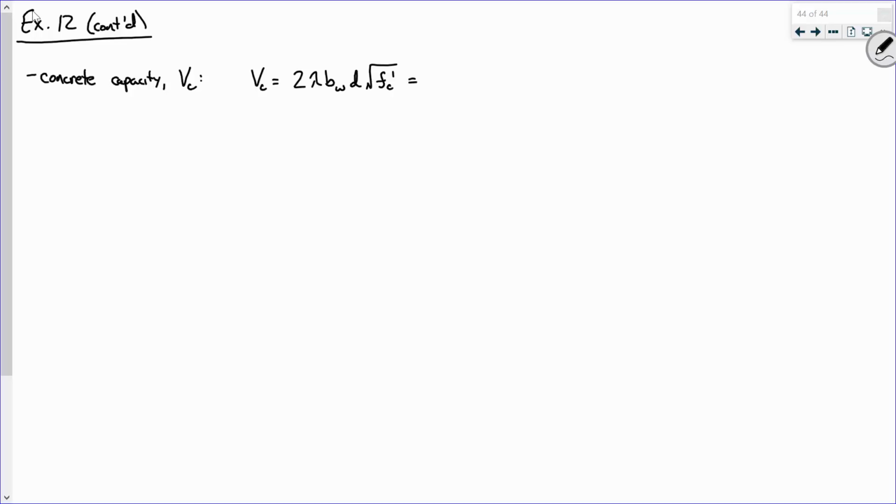All right. Help me out. What's lambda? What's B? Which for a rectangle is just going to be 12, right? So 12, what's D? 24. Okay, so we got 2 times 1 times 12 times 24 times the square root of what? That's right, 4,000. You put in PSI, you get out PSI. So when I do this math, what is V sub C? What are the units going to be? Pounds. Okay.